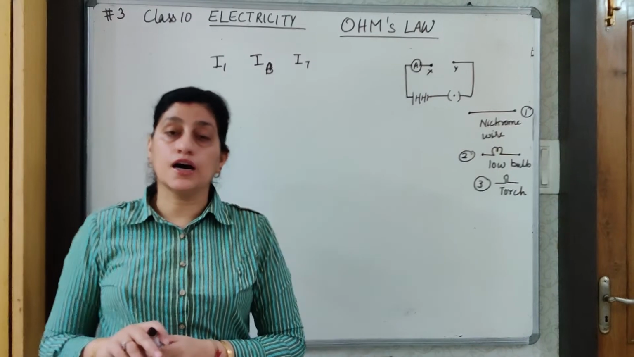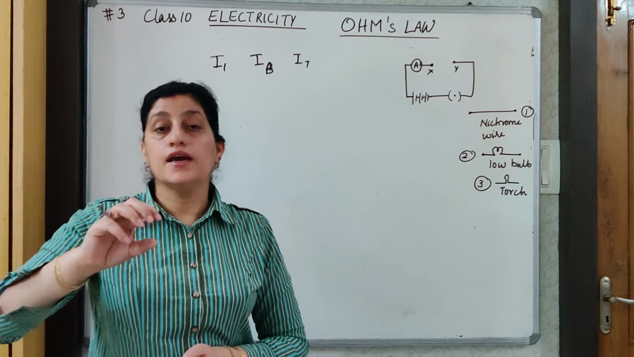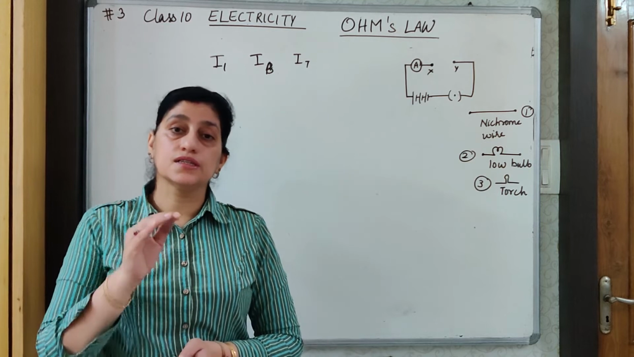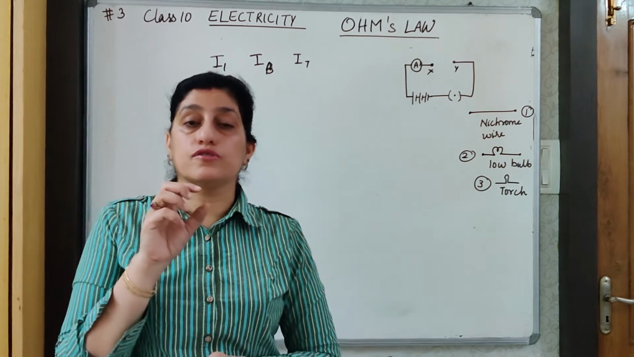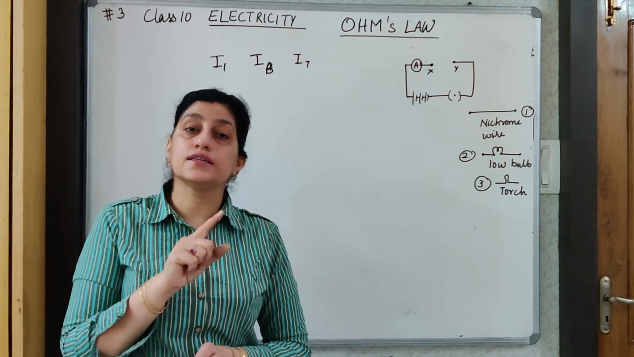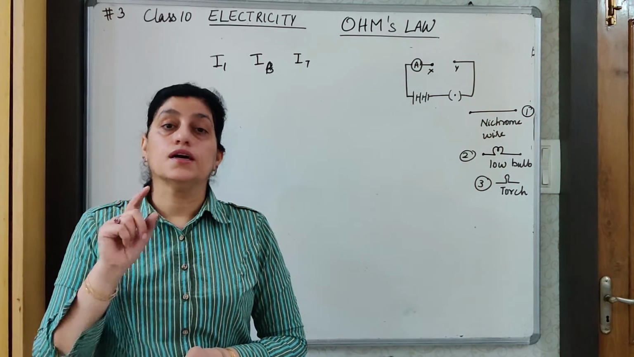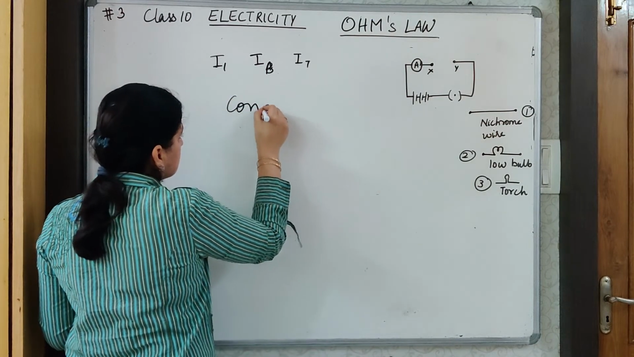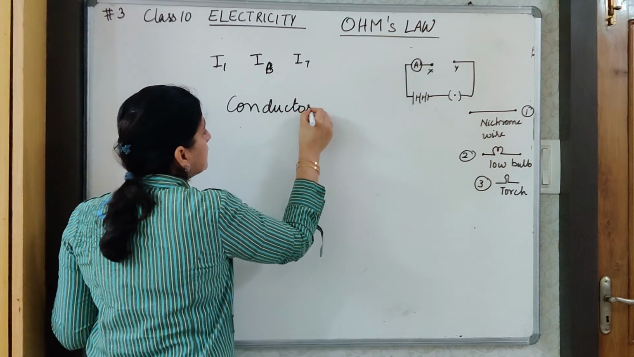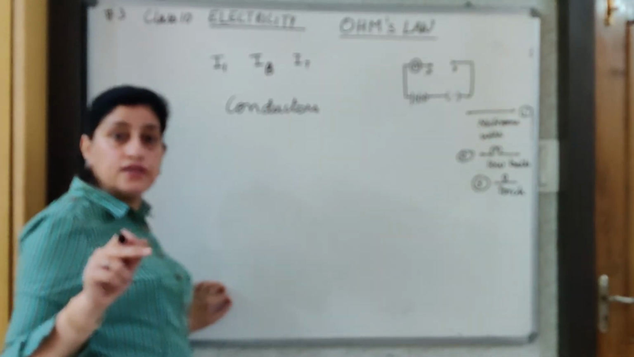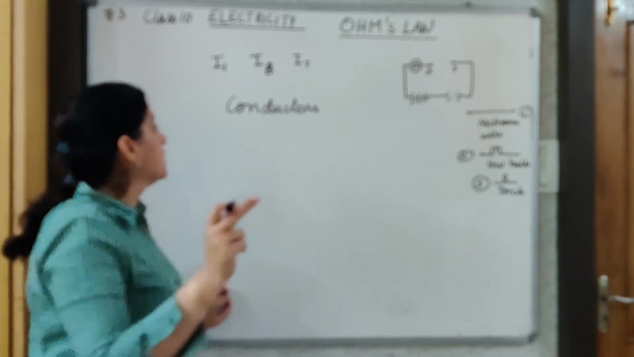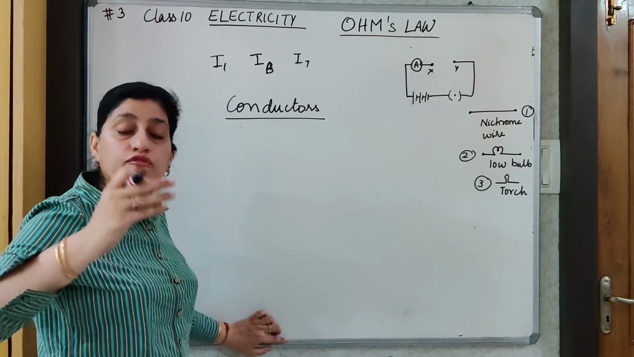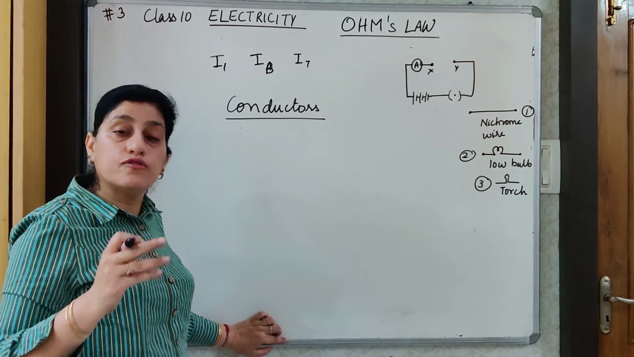Some components allow easy passage of current, hence the value of current will be more, while some materials do not allow easy passage of the current, and therefore the value of current in the circuit will be less. From here we understand what conductors are. Any material which gives you a greater value of current for the same potential difference is said to be a conductor, because it gives an easy path for the flow of electrons, and when electrons flow easily, current will be more.